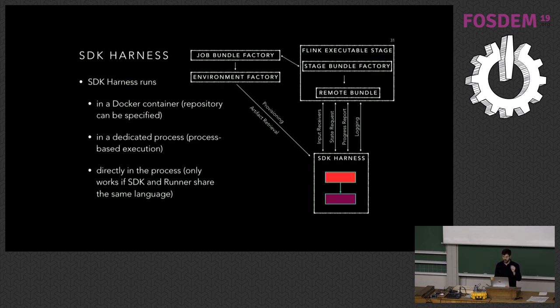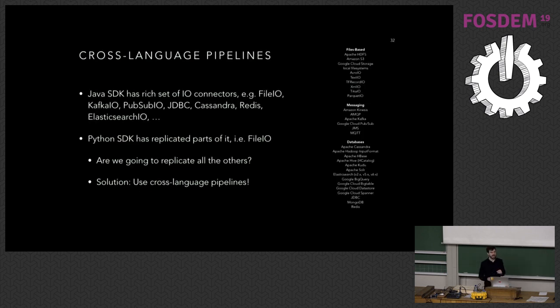So what is now missing, and kind of a problem, is that an SDK is only complete if you can read and write data, right? It's not really worth anything if we can support all the primitive transforms but we don't also have the connectors, which we have in Java, available in any SDK. And you can see there are a lot of them available. Now, it would be a lot of work to replicate them.